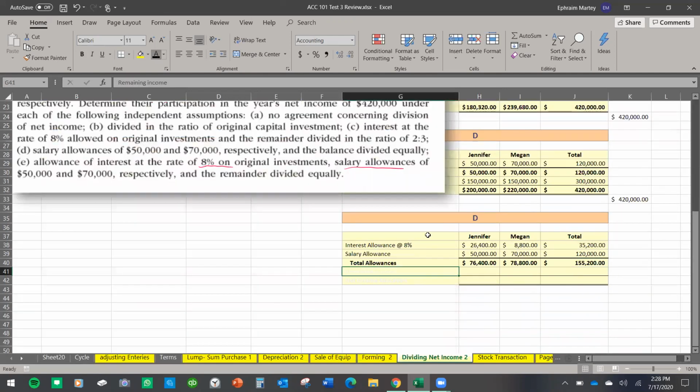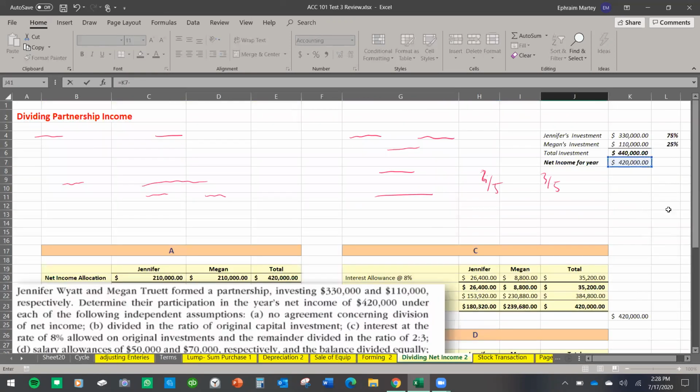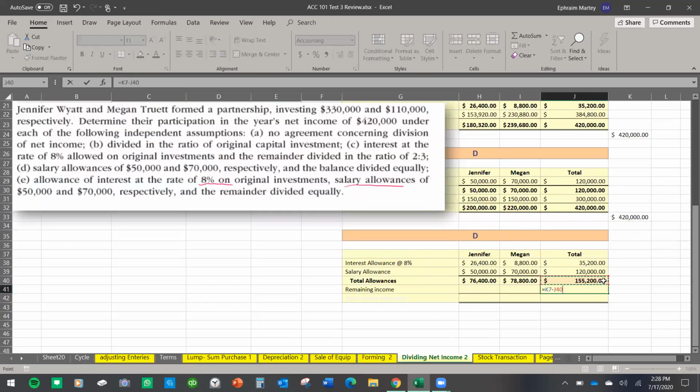So we need to find the remaining. How much is remaining? So the remaining will be the 420,000 minus how much we have distributed. Okay, now we are going to share this equally because that is what the agreement said. The agreement says divide equally. Okay, so we are going to have this divided by 2. We're going to have the same thing divided by 2, the remaining.